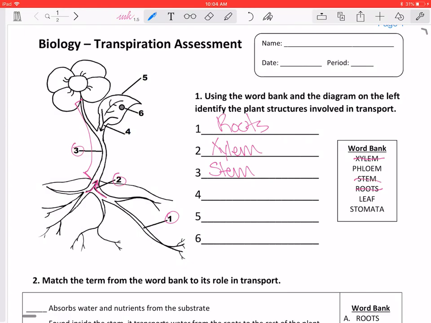Looking at number, let's skip to number 5. So looking at number 5 here, so that is this whole structure right here. That is our leaf. And then number 6 here, okay, so number 6 is representing that little hole in the leaf, representing that pore, which is our stomata.